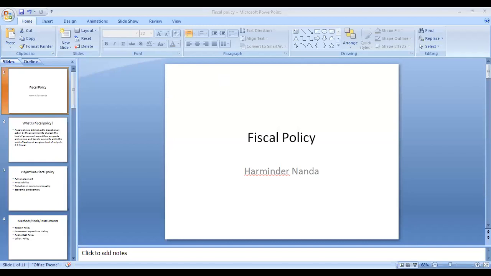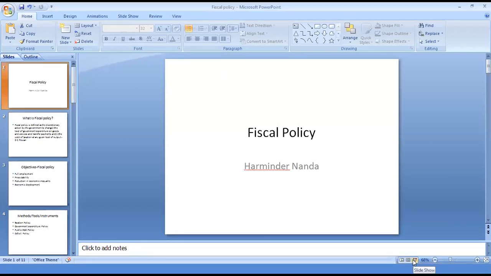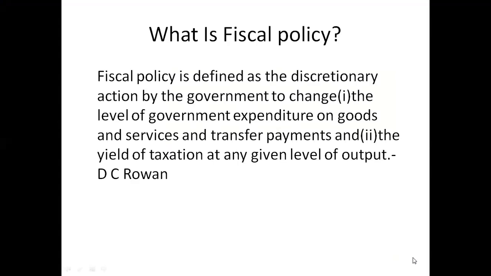What is fiscal policy? Fiscal policy is a bigger term than monetary policy, because fiscal policy is defined as a discretionary action by the government to change the level of government expenditure on goods and services. Whatever amount the government spends on goods and services, plus transfer payments, where the government gives pension, unemployment allowance or social security measures, is basically part of fiscal policy. And the yield of taxation at any given level of output.